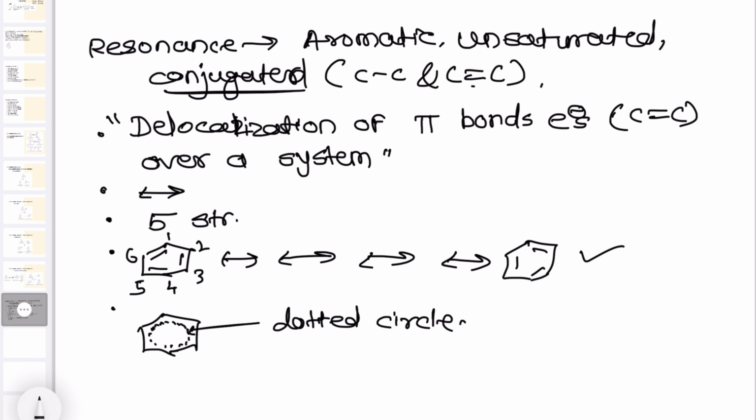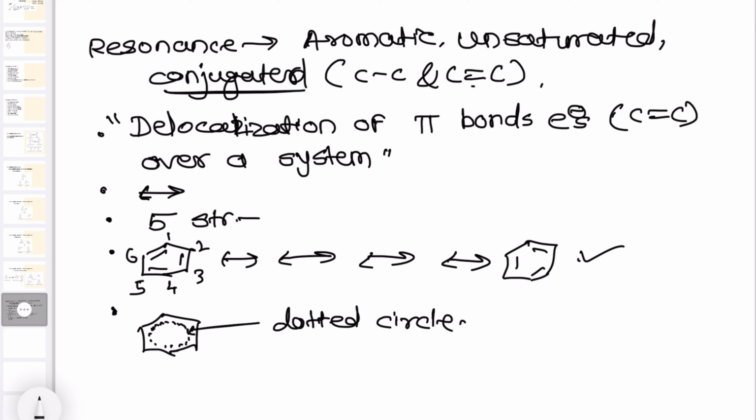These are some points of resonance. Resonance always happens in an aromatic system, unsaturated system, as well as in a conjugated system. Resonance means delocalization of pi bond electrons over a system. Resonance structures are shown by the double-headed arrow. Generally 5 resonance structures are present in an aromatic system, and they are shown like this. Every movement or change of single and double bond, or delocalization, is shown by the dotted circle.